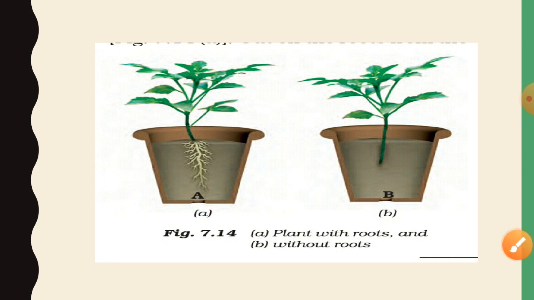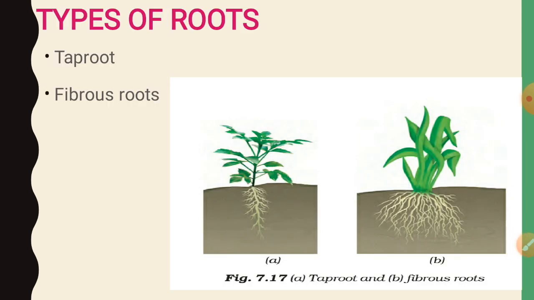Now students, you have understood about the roots. Now let us discuss the types of root. There are basically two types of root. First of all, taproot and second one is fibrous root. I'm showing you a picture here and now we will understand what is a taproot and what is a fibrous root.